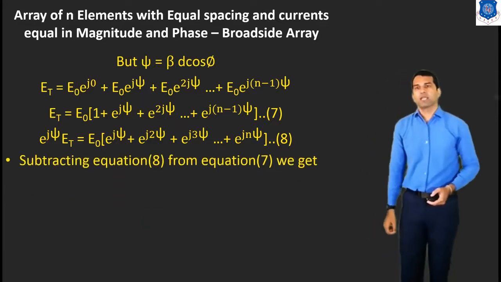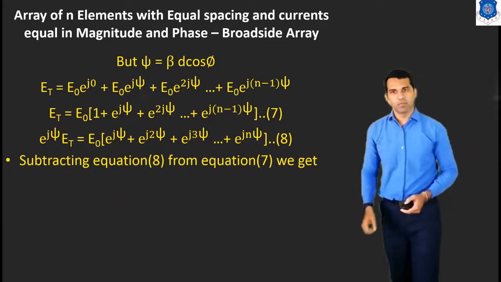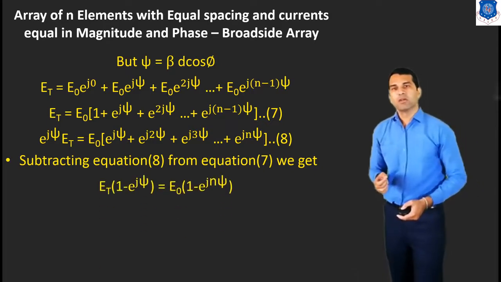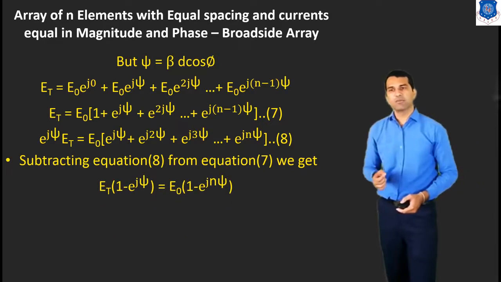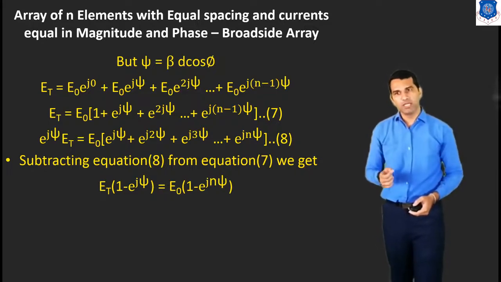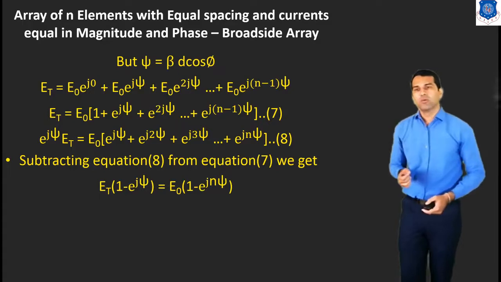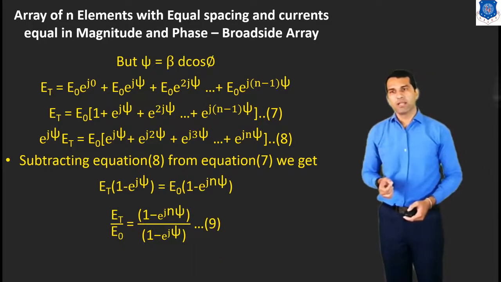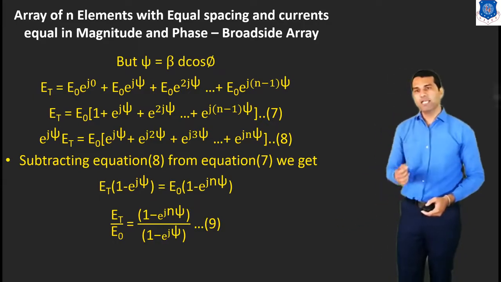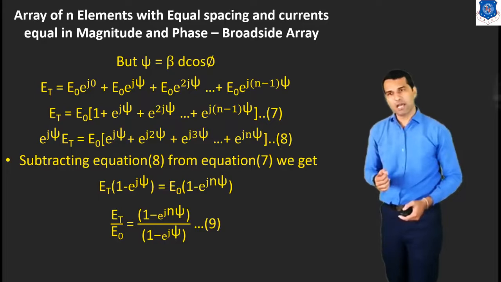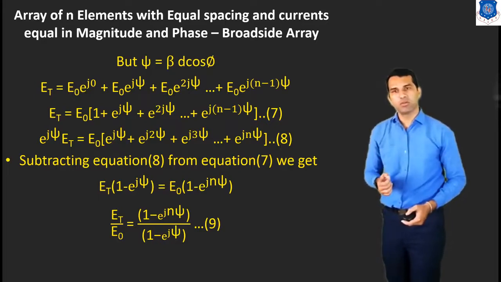Now we subtract equation number 8 from equation number 7. So finally we get Et into 1 minus e raised to j psi is equal to E0 times 1 minus e raised to j n psi. We can rearrange this equation as Et upon E0 is equal to 1 minus e raised to j n psi upon 1 minus e raised to j psi.